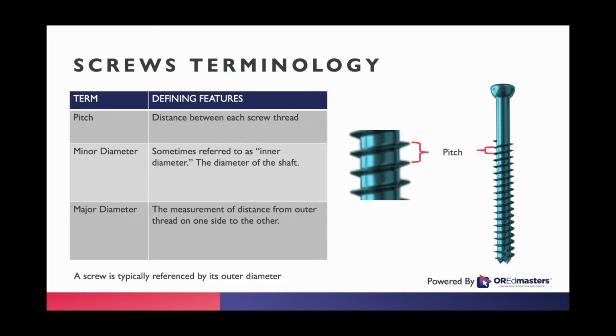Pitch is the distance between each thread, which is sometimes also referred to as the distance the screw travels before each thread engages. Next is minor diameter, also known as the inner or core diameter. This is the measurement of the screw shaft. And lastly, major diameter, sometimes referred to as the outer diameter. This is the measurement from the outer thread on one side to the other. A screw is typically referenced by its outer diameter.